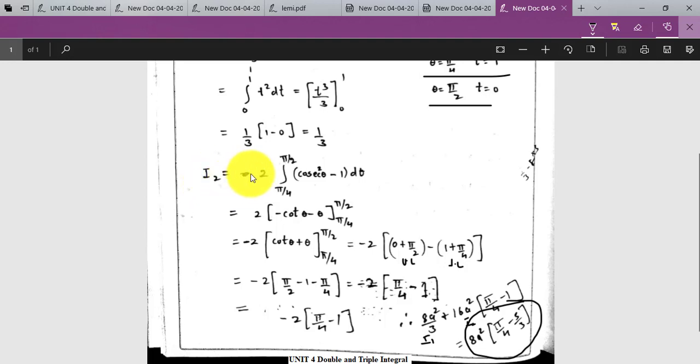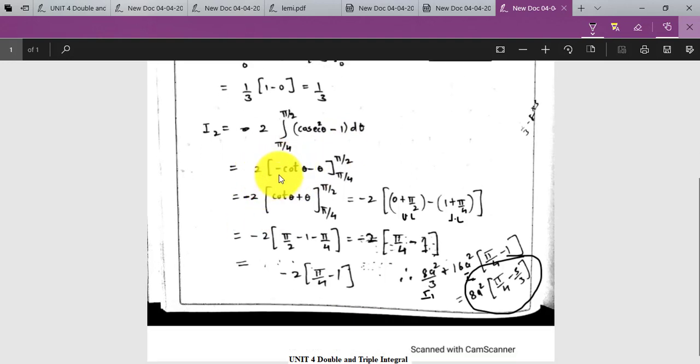Now I2 is equal to 2, integration from pi by 4 to pi by 2, of cosec square theta minus 1 d theta. So it turns out to be 2 times the integral; the integral of cosec square theta is minus cot theta, minus theta, over the limit pi by 4 to pi by 2. If I take the minus outside, it becomes cot theta plus theta from pi by 4 to pi by 2, minus 2. This is upper limit minus lower limit.